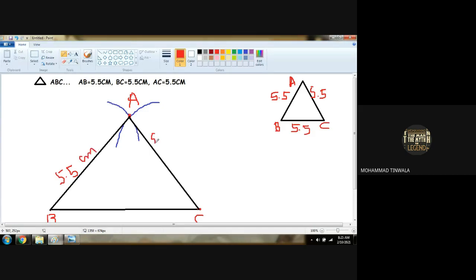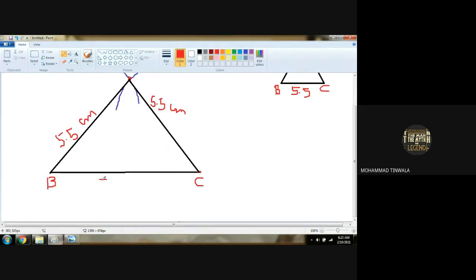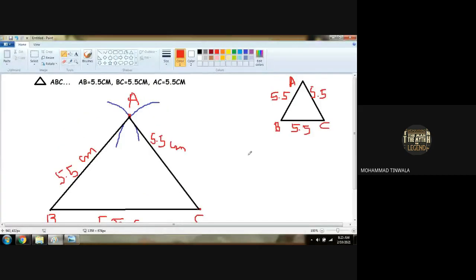Here you have to write 5.5 centimeter. Anybody has any doubt with this construction? Sum number 2. No, sir. Confirmed, Sarah, Modesa, Aisha. All the girls, I am asking all the girls. Yes, sir.